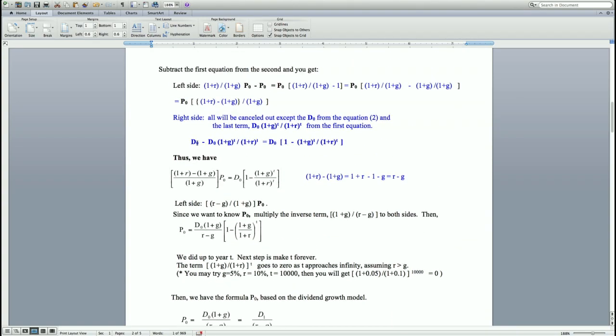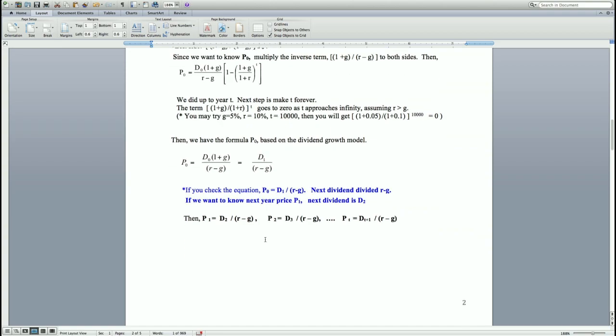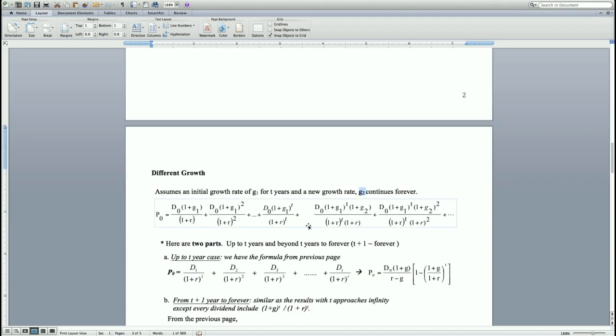P0 up to T, okay, up to T years, and on, two terms. This one, first one, and in the bracket, second one. We have this one if we focus on up to year T, okay? So we handled this up to year T. This is same one, remember that, okay?